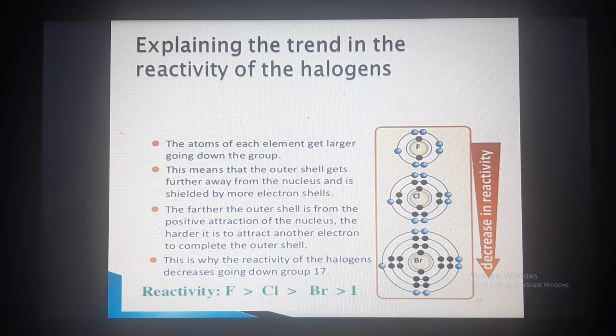So, which is more reactive? Fluorine is more reactive than chlorine, then bromine, then iodine. This is the order for the reactivity of halogens.